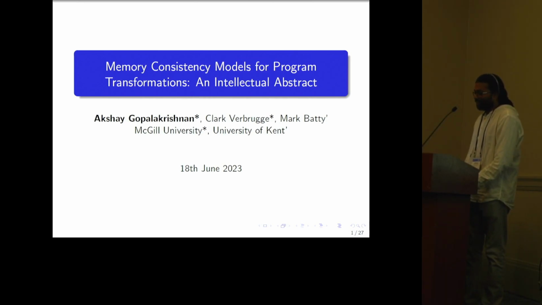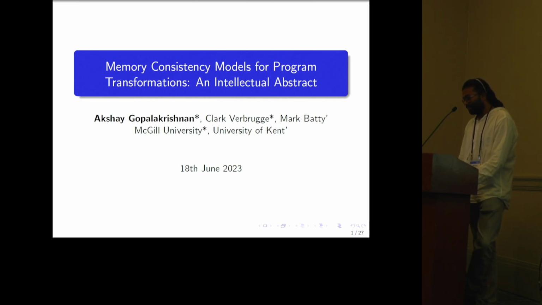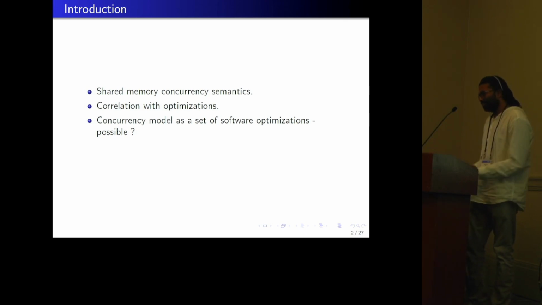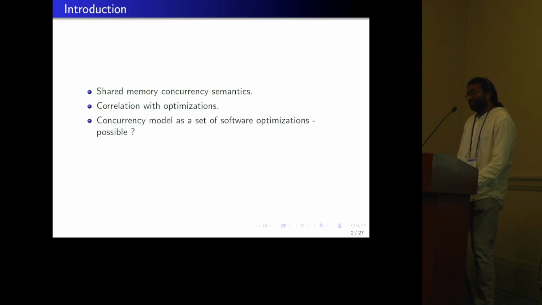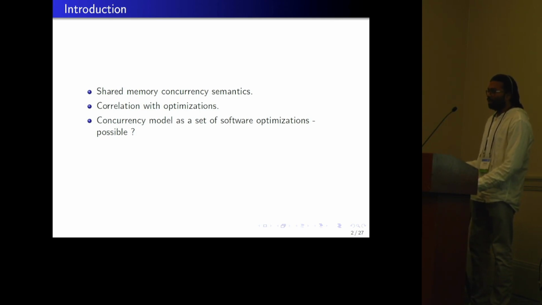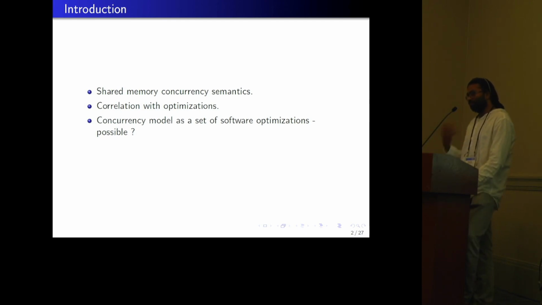Good morning. This is Akshay, and I'm going to talk about memory consistency models and their interaction with program transformations. So what is this about? It's about shared memory concurrency semantics, which talk about memory visibility guarantees in hardware and their extension in programming languages. Specifically, we are talking about correlation with optimizations, or rather program transformations, as we call them. And we try to answer the question of whether we can formally describe a concurrency model as a set of these optimizations. So we shed some light on this in this paper.